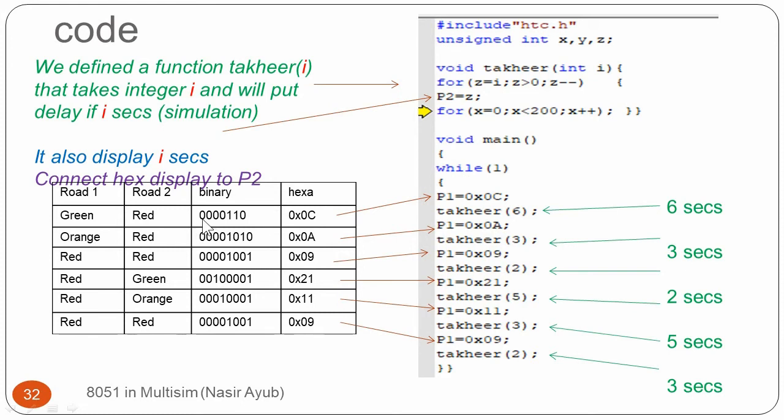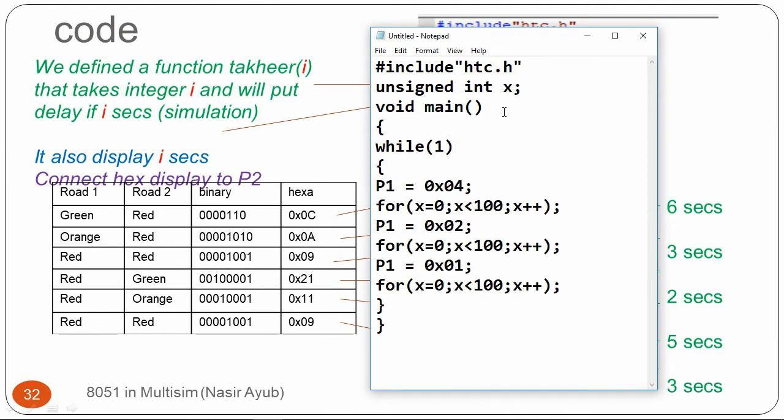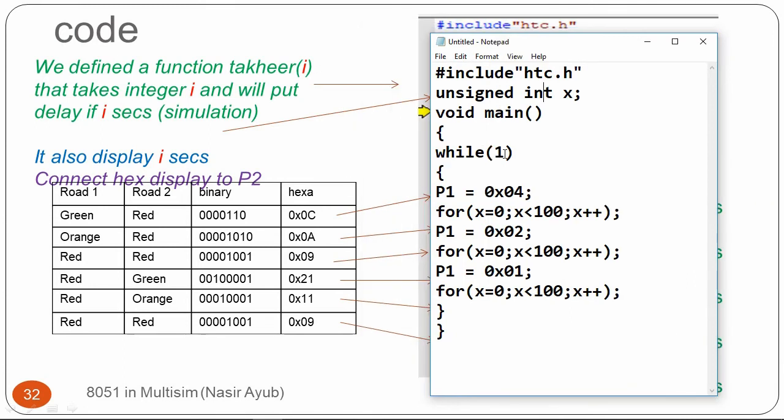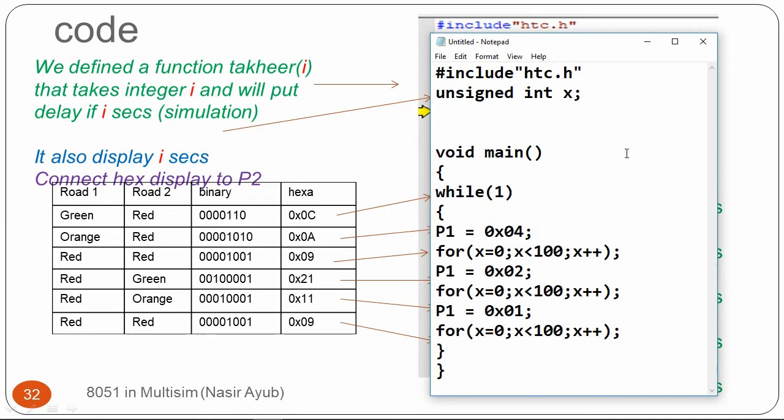So in binary it will be 0000110, or 0x0c. Let's do this in notepad also. So I just copy paste and go on. So I brought up this notepad. It's the same code that we just did. But now we have two roads, so what I'm going to do is, I'm going to display on a hex display also, which I'm going to connect with port 2. Let's use this space to define a function.